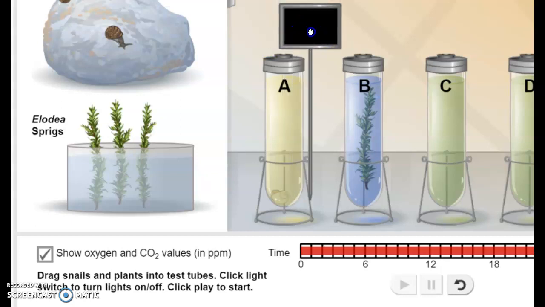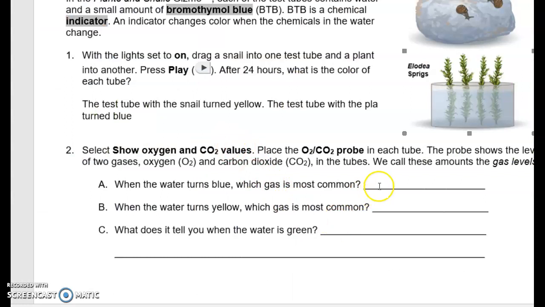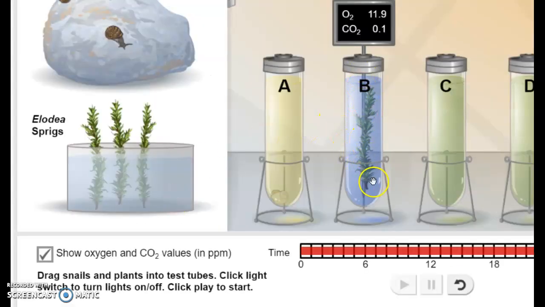Now you can just click and drag this to the other test tube. And now we see that the test tube with the Elodea sprig is at 11.9 parts per million for the oxygen level and 0.1 for the carbon dioxide level. Let's look at our questions. When the water turns blue, which gas is most common? So that is oxygen. So here when it is blue, the oxygen again was at the 11.9.